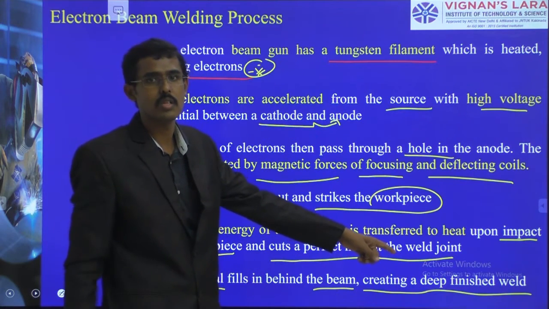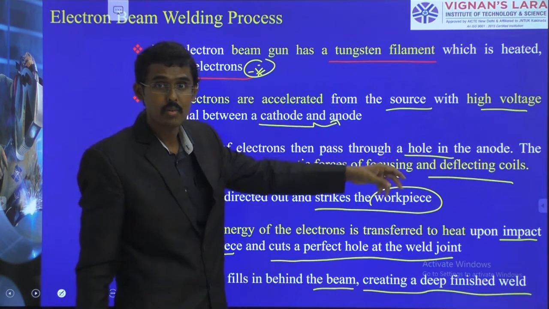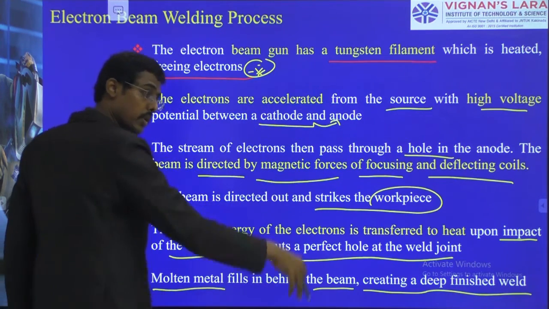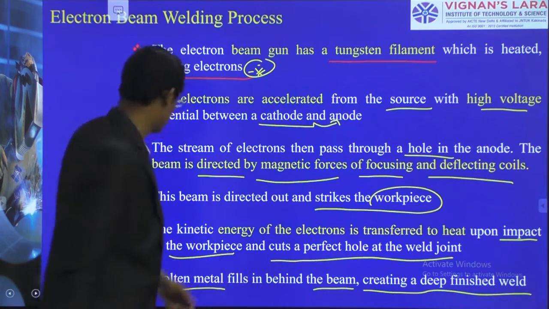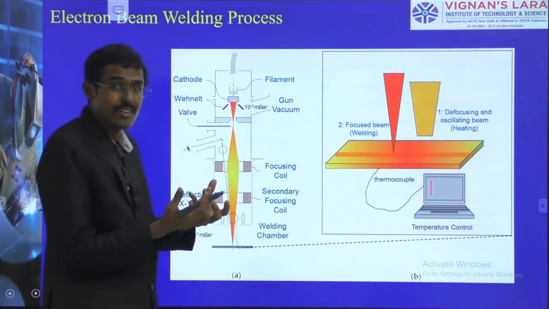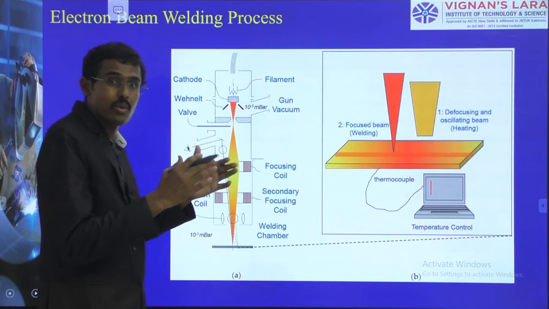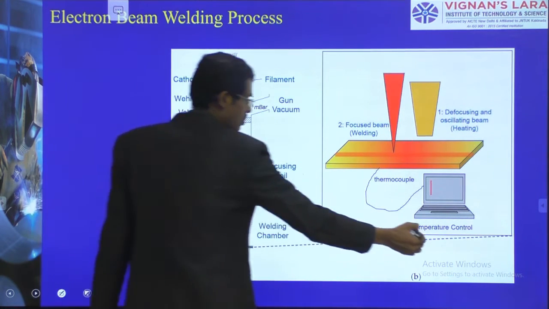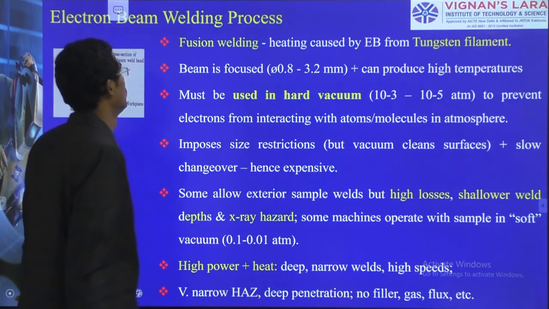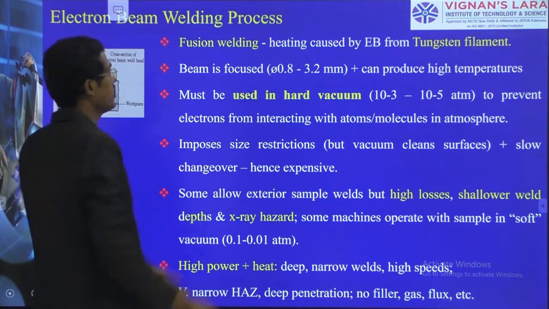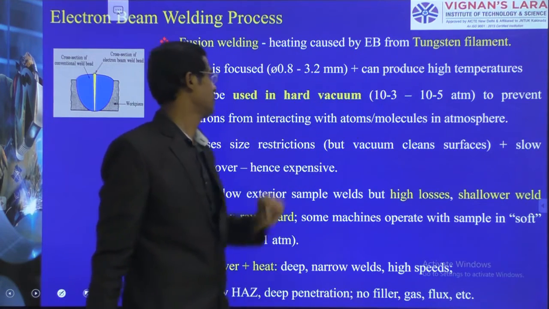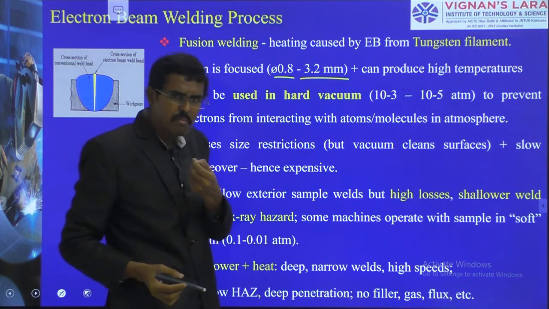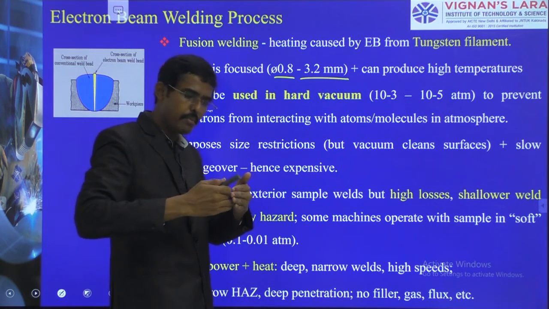Deeper penetration: we have seen one image of 104 mm, and one image where 20 mm specimens can be welded. So at maximum we are able to get deeper penetration, with the high velocity of electrons we can go downwards, with a narrow, minimized heat affected zone. We can computerize it for temperature control. So this is a fusion welding, with heating caused by the electron beam from the tungsten filament, and with a beam focus of 0.8 to 3.2 mm. A gap of less than 1 mm can be welded.